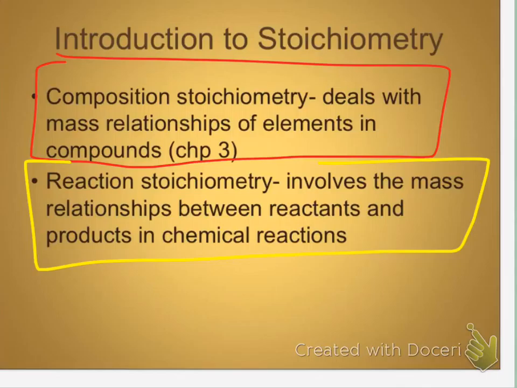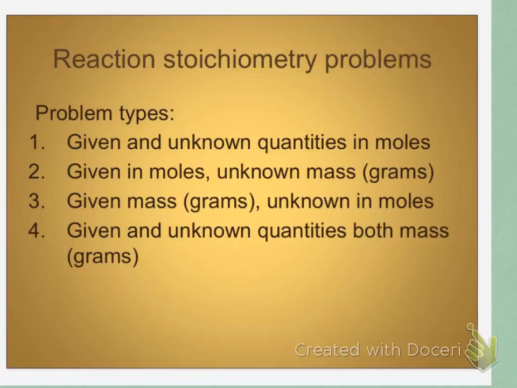If I want to make 500 grams of pure iron out of iron oxide and aluminum, how many grams of aluminum do I need? So this is very, very real, suddenly. When we start doing reaction stoichiometry problems, and we'll be doing these on Monday, there are 4 types. You can have a given and an unknown in moles. I want to make 2 moles of aluminum from this reaction. How many moles of iron oxide do I need?